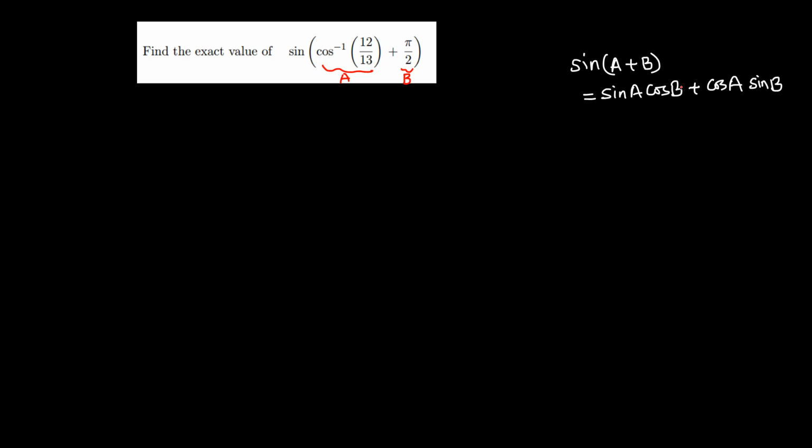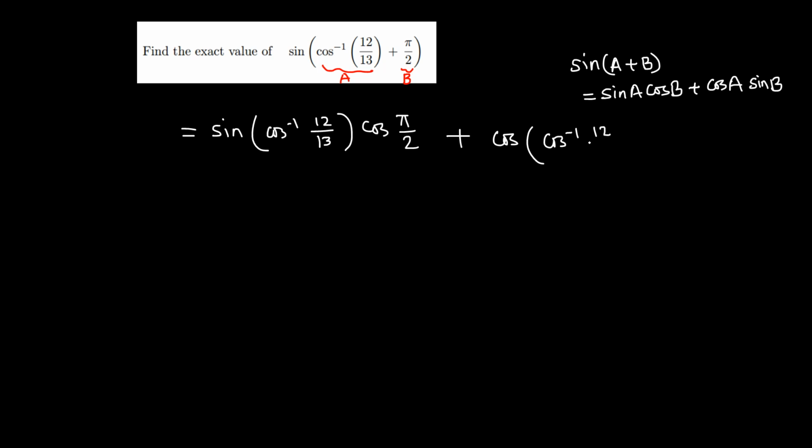Now we're going to follow this formula, and from this we get sine A, so sine of cosine inverse of 12 over 13. I don't have to put parentheses around. Sine A, cosine B, pi over 2. Okay, that's the first term, plus cosine A, so cosine of cosine inverse of 12 over 13, sine B, so sine of pi over 2.